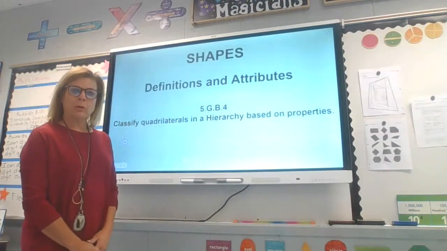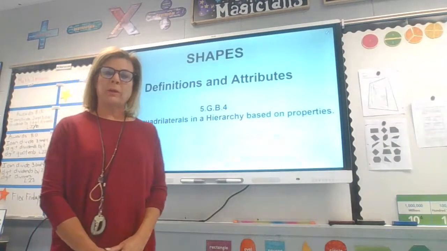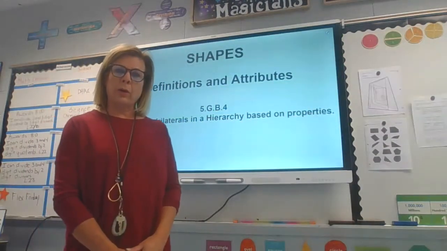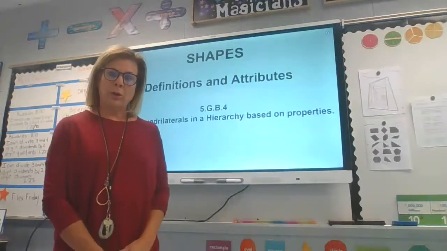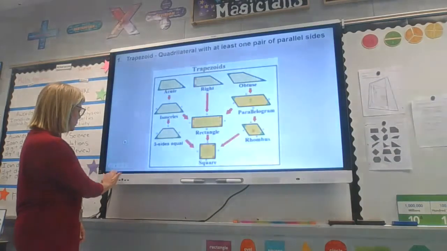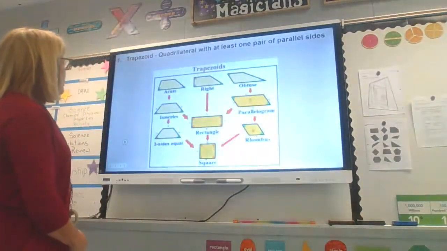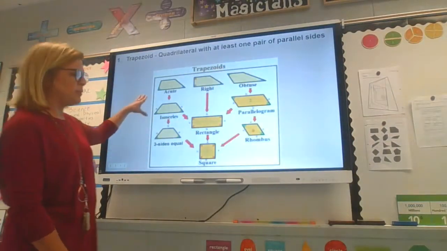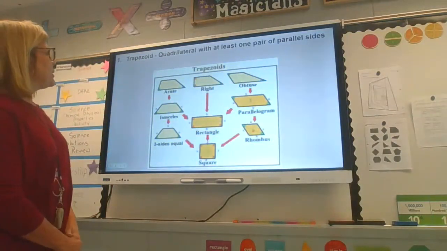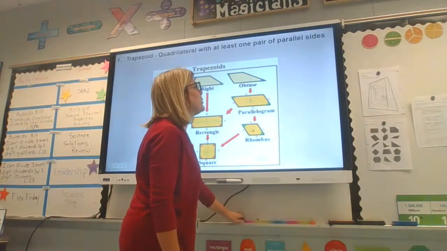So let's go through the vocabulary and the properties that we need to be familiar with when we get to our exit ticket and our Chromebook lesson and our Kahoot assessment. Okay, the first shape that I want to go over is a trapezoid. Here are some examples of trapezoids. A trapezoid is a quadrilateral with at least one pair of parallel sides.